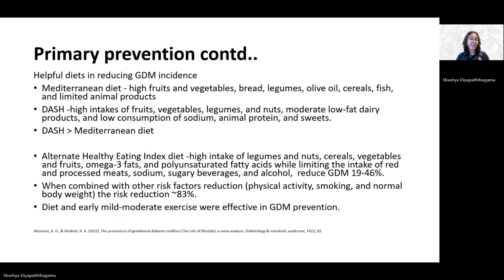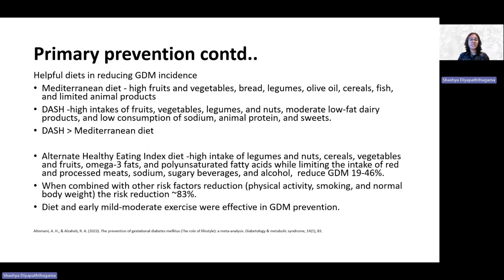Here, helpful diets would be the Mediterranean style diet, that would be high in fruits and vegetables, legumes, olive oil, cereals, fish, and having limited animal products. And also the DASH diet, dietary approaches to stop hypertension, that was originally developed for hypertension. But that type of diet has also shown better results when it comes to preventing the onset of gestational diabetes. So the DASH diet has a high intake of fruits, vegetables, legumes, and nuts, moderate low-fat dairy products, and low consumption of sodium, animal proteins, and sweets.